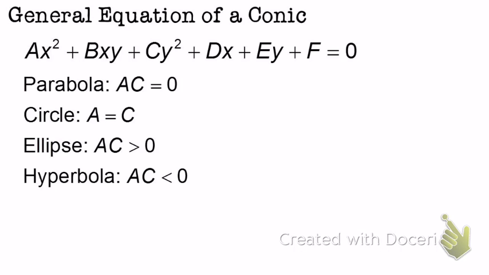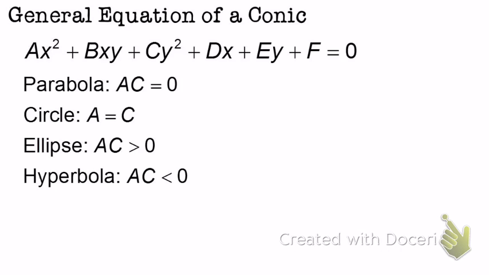So to identify what type of conic section it is, we need to know the values a and c, and those are the numbers in front of x squared and y squared. If one of them is not there, if there's only an x squared or only a y squared, then that's going to make either a or c equal to 0, and anything times 0 is going to equal 0. So that's why it says a times c equals 0 when it's a parabola. If the numbers in front of x squared and y squared are the exact same number, then that makes it a circle.